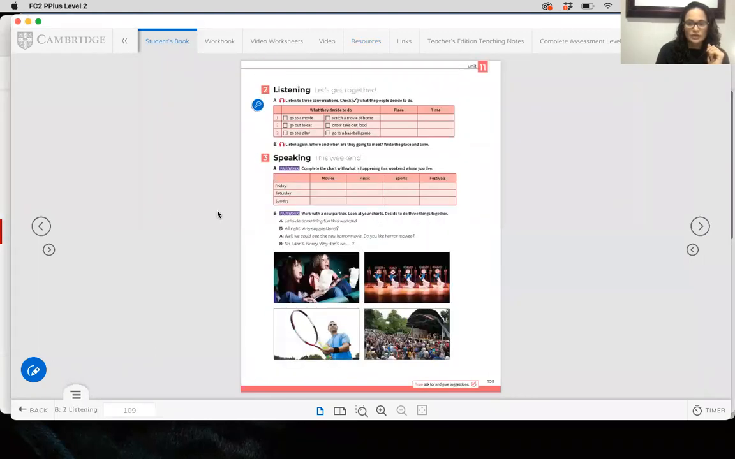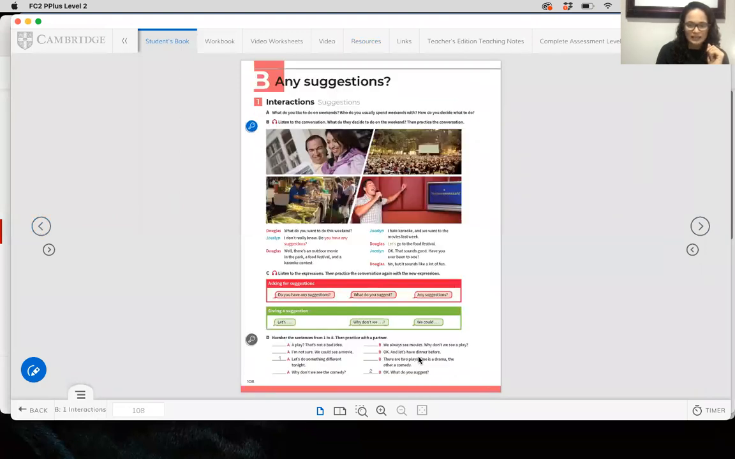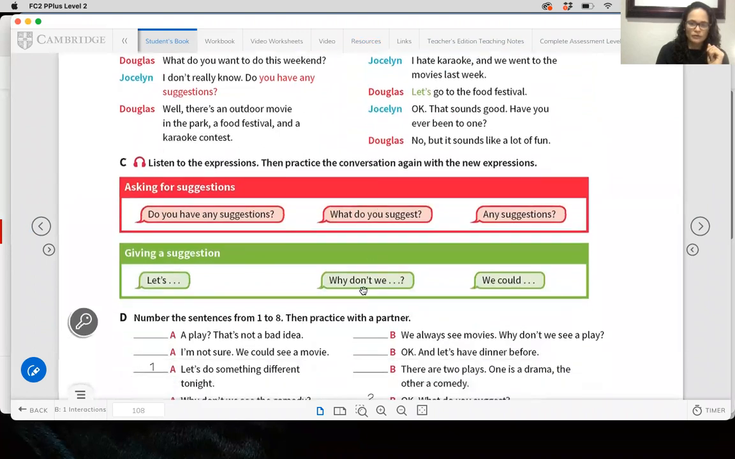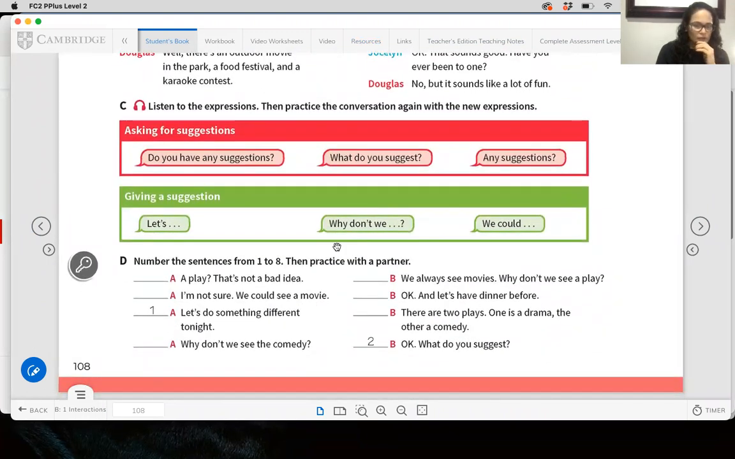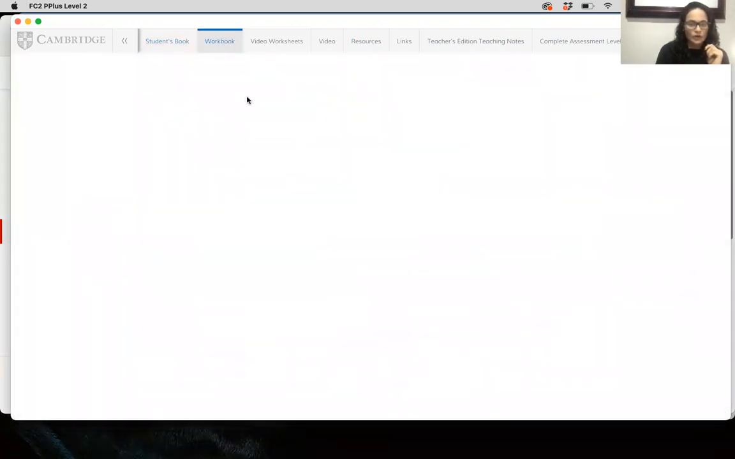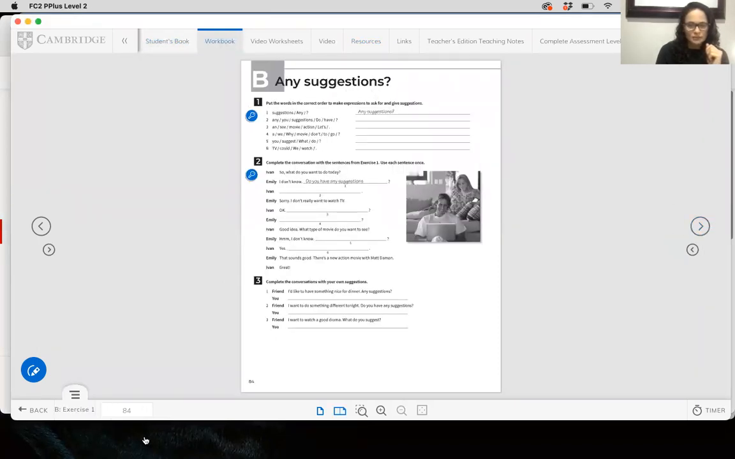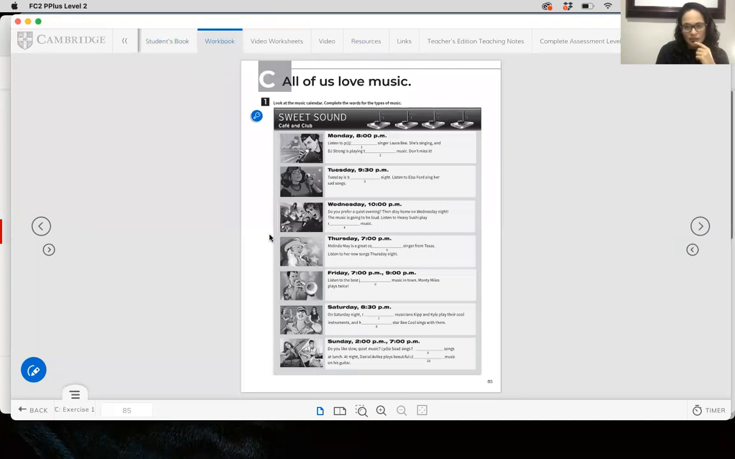Homework number 2 is to make a dialogue exactly like this one. Make a very similar dialogue to this one. You can do it individually. You don't need a partner. Do a dialogue like this one. You can have 8 sentences or 10 sentences. That's homework number 2. And homework number 3 is going to be to work on your workbook. Workbook, any suggestions, page 84. Any questions?